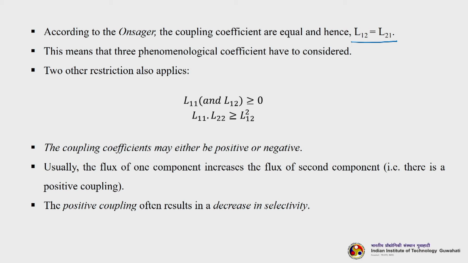The coupling coefficients may either be positive or negative, this is also very important. Usually the flux of one component increases the flux of the second component. When the flux of one component is increased by the contribution from the flux of another component, this is called positive coupling. Positive coupling often results in a decrease in selectivity, which is not good actually.